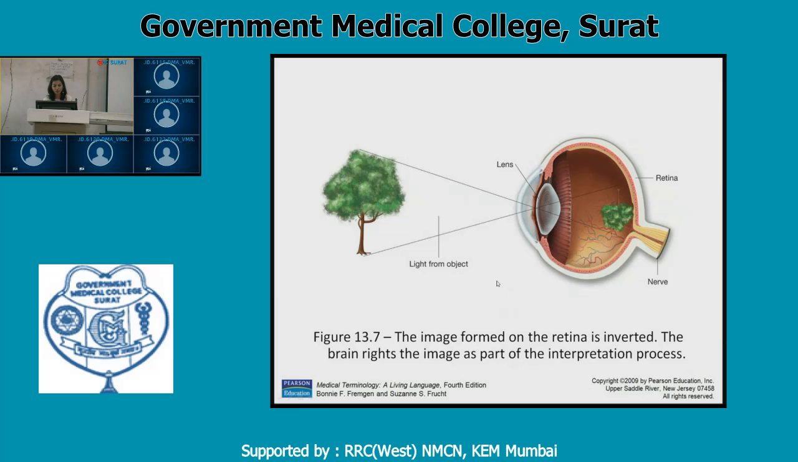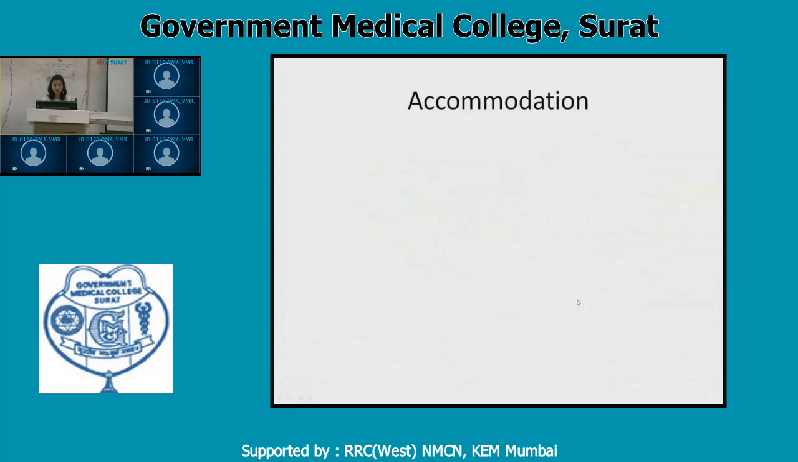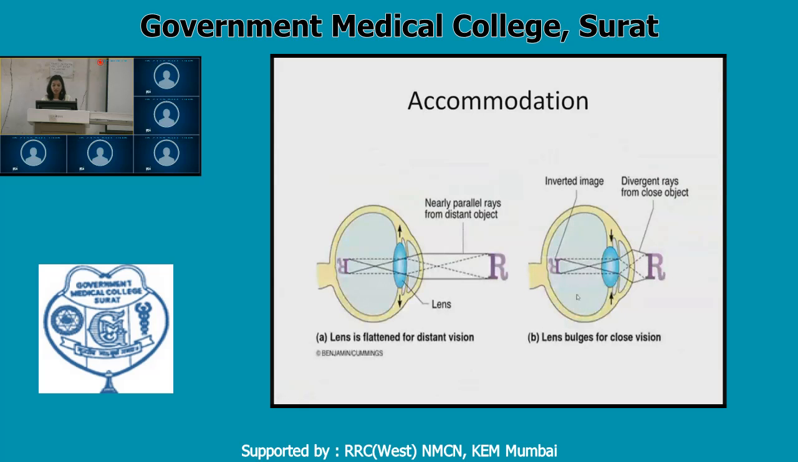Ideally, if this object comes near to the eye, the image should have formed behind the retina. But this does not happen. To focus a nearby object, different changes take place in the eye. The adjustment in the optical system of the eye that takes place to focus the image on the retina is known as accommodation.